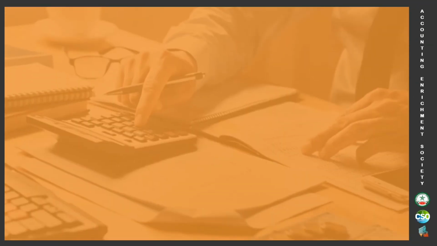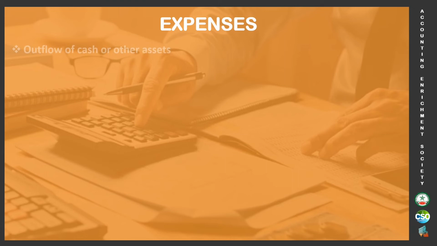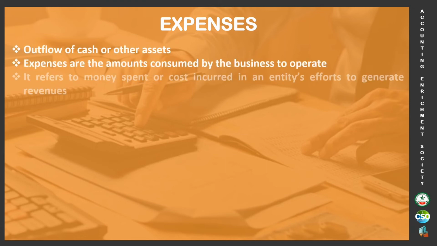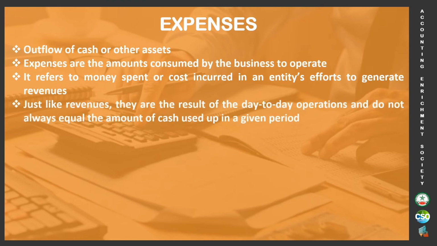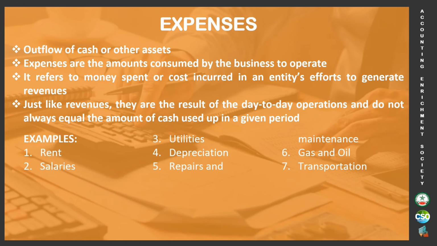Last account for our 5 major accounts is expenses. So, these are the outflow of cash or other assets. So, ito yung gastos ng entity sa pag-ooperate. So, di ba, syempre, in business, walang kita kung walang gastos. So, partner sila ng revenue. Examples ay rent expense, salaries expense, utilities expense, depreciation expense, repairs and maintenance expense, gas and oil, transportation expense.